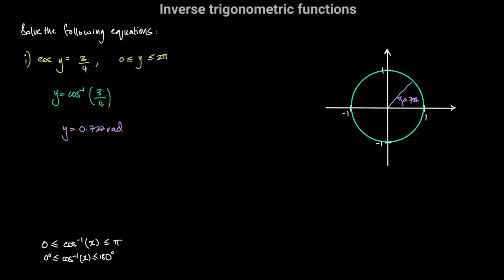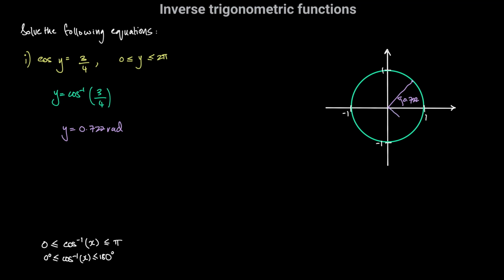So of course we can say that the cosine of this angle, cosine of 0.722, is equal to 3 over 4. Now we know that the cosine of the angle is simply the x-coordinate of the point on the unit circle. Now the question is, is there any other angle in the range 0 to 2 pi radians where we get the same x-coordinate as this point on the unit circle? And the answer is yes.